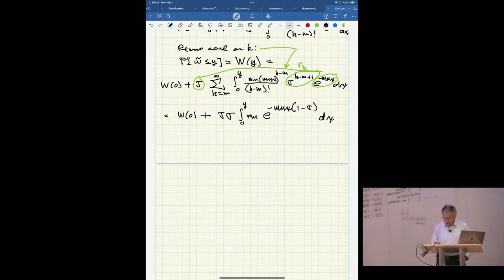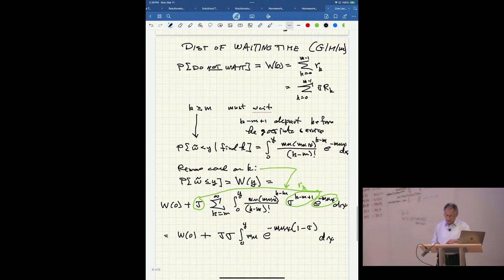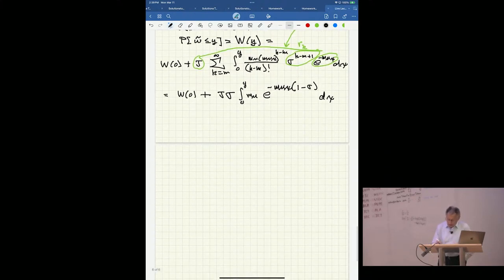Now we should plug in for j and w of 0. We know w of 0. We just gave it up here on the top of the page. If you plug that in, you're going to get capital W of y is equal to, as we know, we'll plug in the w of 0 as well, and we'll get the following expression.